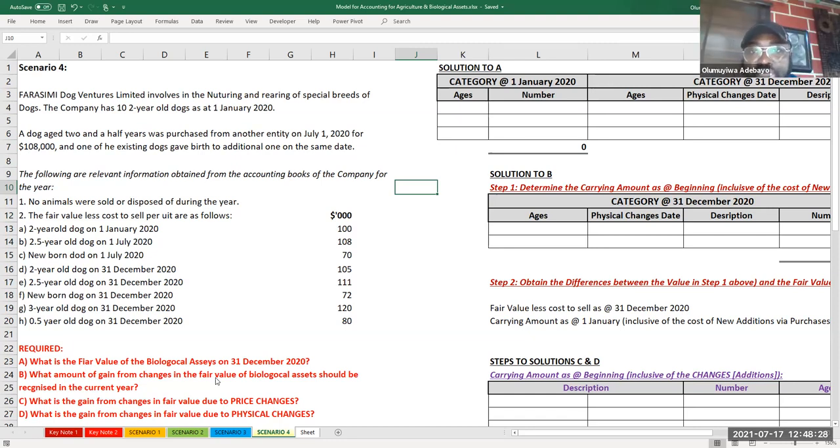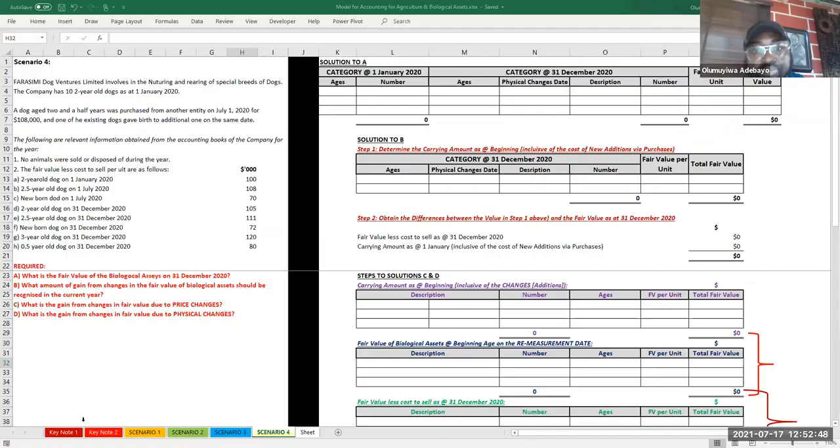Now, let's look at the question. Let's take a few minutes to reflect on the question before we tend to answer it. Now, let's look at the solution now. The first thing is this. Let me try and explain the question.